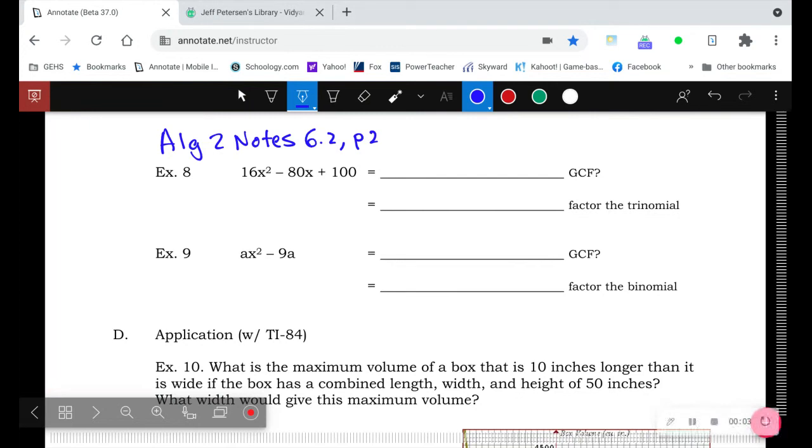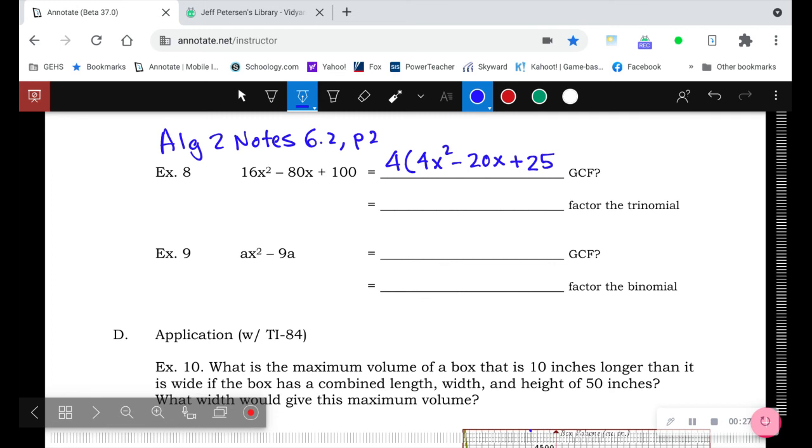Okay, this is Mr. Peterson, and we're continuing on page 2 of the 6-2 notes for Algebra 2. All right, we're factoring here, and you notice on example 8 that there is a common factor of 4. So you pull that out, and as soon as you pull that out, you're going to start noticing a pattern here.